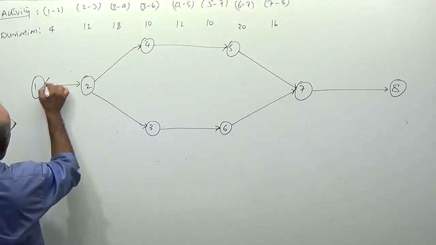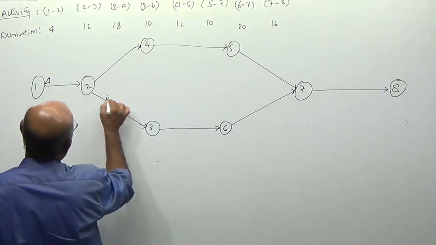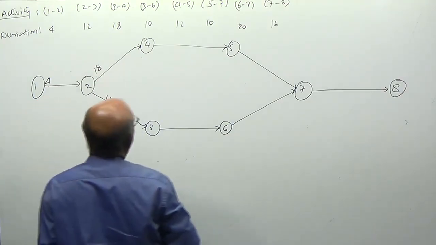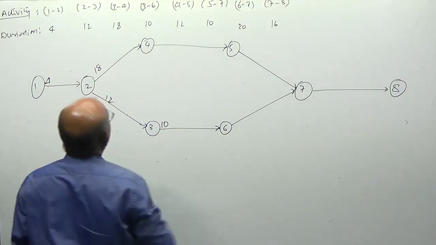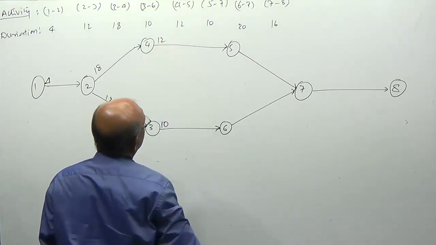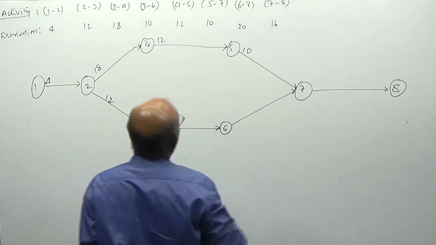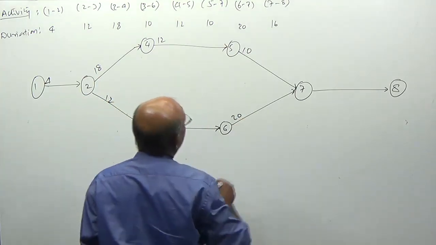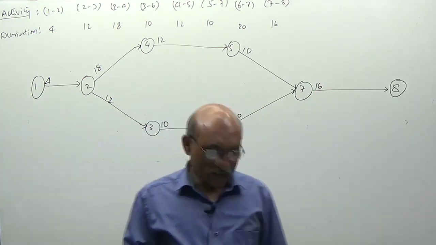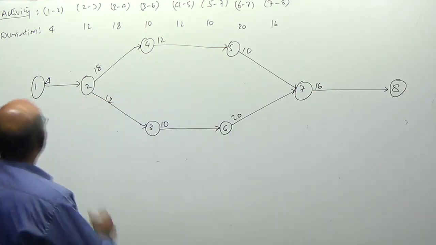Now, activity 1-2 will take 4 days. 2-3 will take 12 days. 2-4 will take 18 days. 3-6 will take 10 days. 4-5 will take 12 days. 5-7 will take 10 days. 6-7 will take 20 days. 7-8 is taking 16 days. Okay, this is given. Let's calculate the earliest timings.